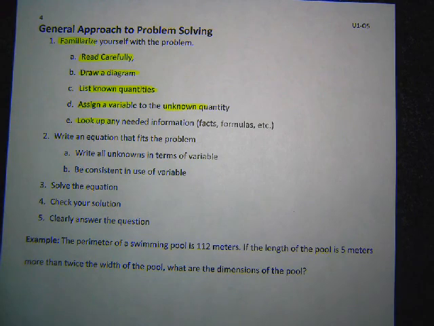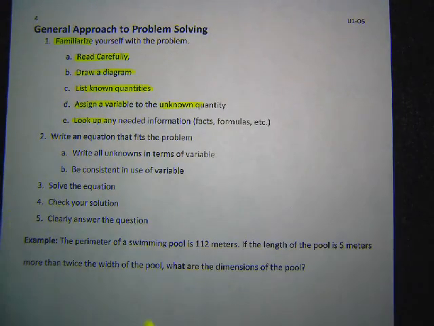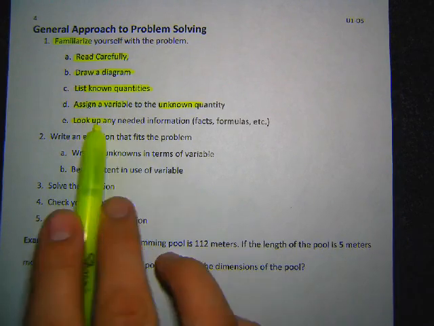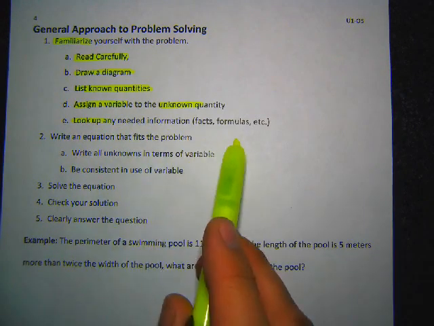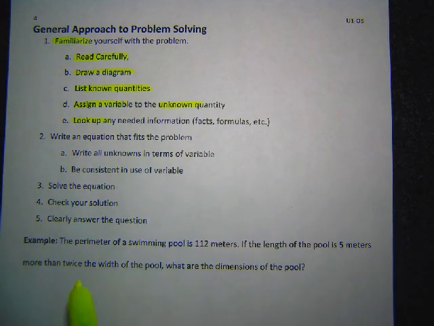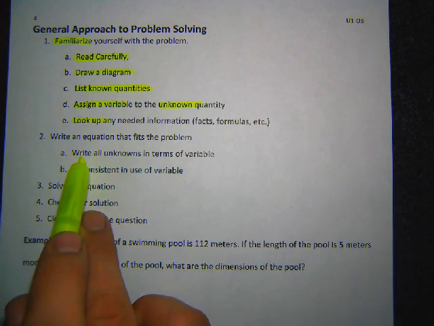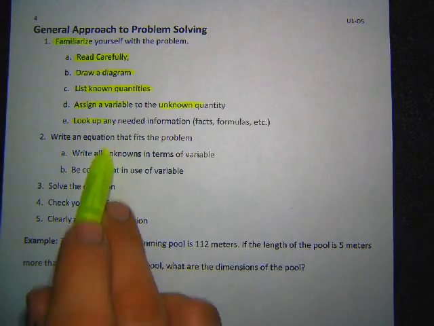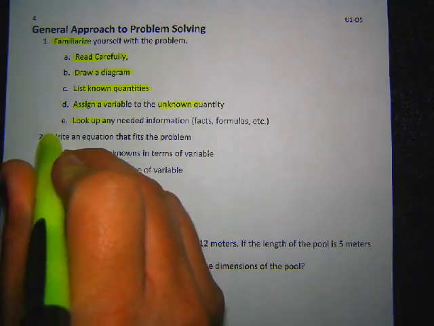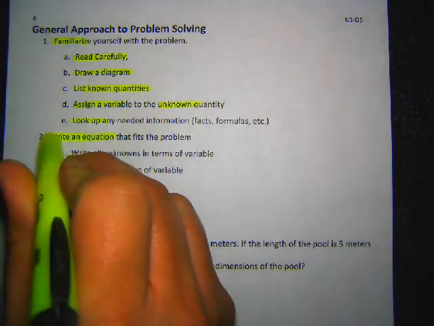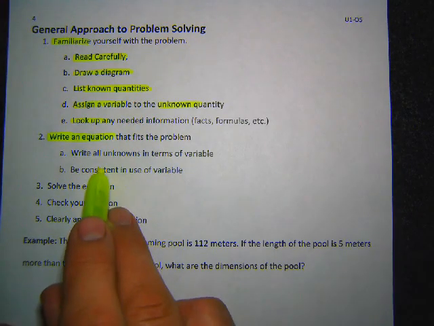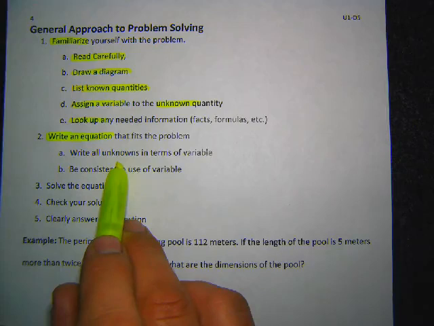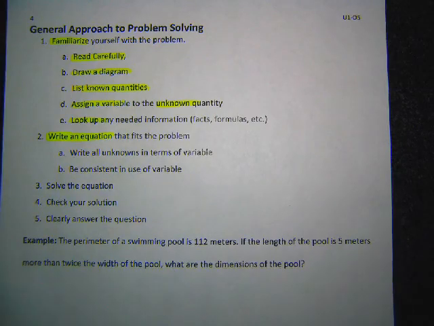Okay, so once you've read through it, drawn your diagram, listed those known quantities, assigned your variables, looked up any information, maybe looking at formulas, using your formula sheet, then you should be ready to write an equation. Based on what you know from what you've written down, you'll want to write an equation that you can use to solve the problem. Make sure when you write an equation that if you have more than one unknown, you don't just use lots of different variables.